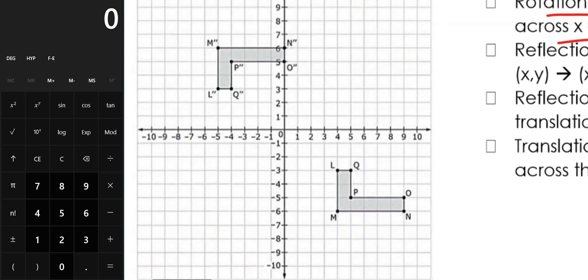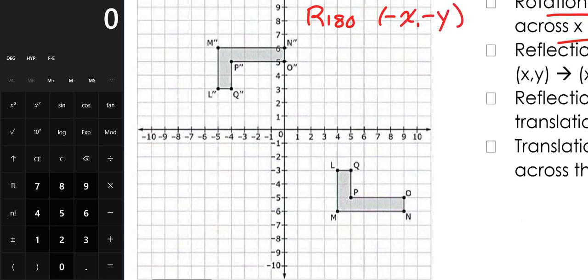Now, I do like the rule for rotating 180. I'm not a big rule person, but I do like the rule for rotating 180. Rotating 180 tells you to change the sign of both x and y. So it's going to be negative x, negative y. You change the sign of both.